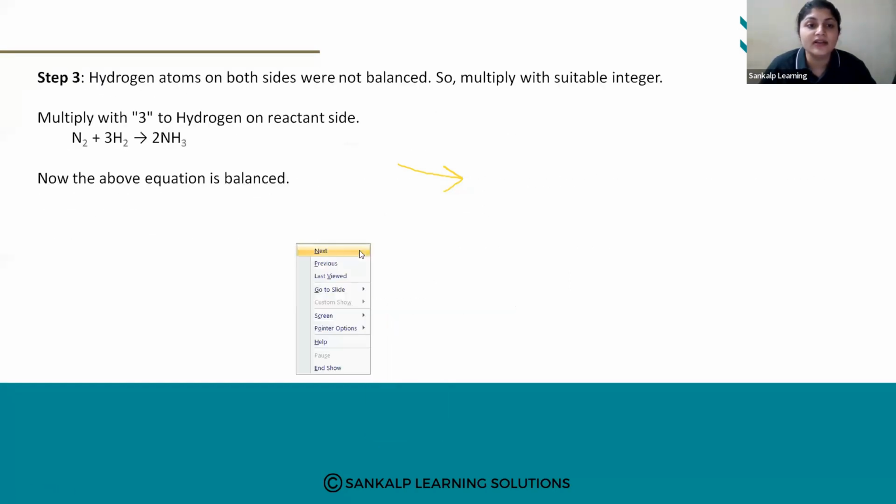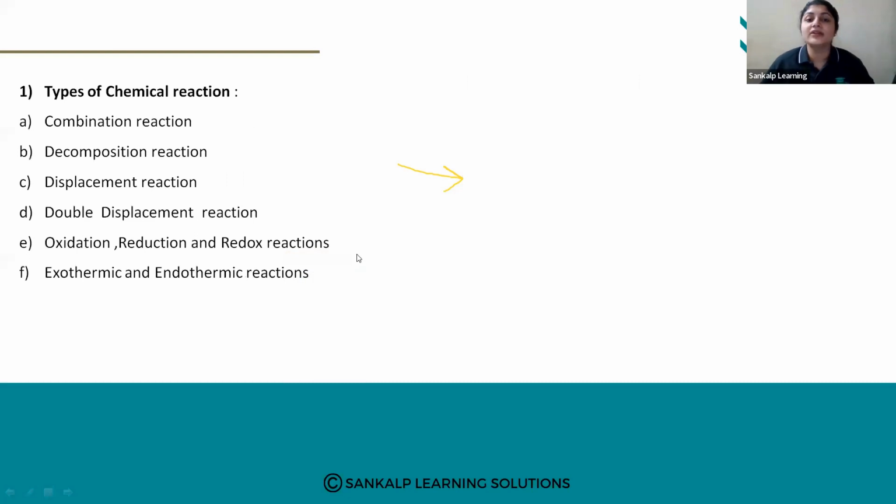After that, we saw the types of chemical reactions. The first is the combination reaction. What do you mean by combination reaction? In a combination reaction, two or more substances combine to form a single substance or single product. Based on this, we have seen different examples.